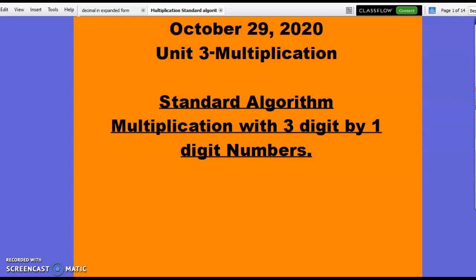We are going to continue our Unit 3 multiplication. Inside of your journal, find a new clean page behind the area models for multiplication from yesterday. And you're going to write the underlined title, Standard Algorithm Multiplication with 3-digit by 1-digit numbers. Pause the video here if you need to do so.